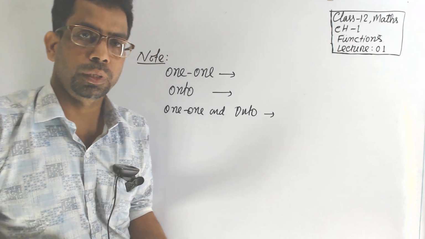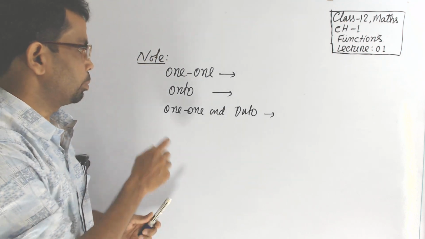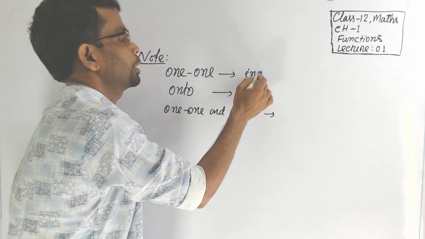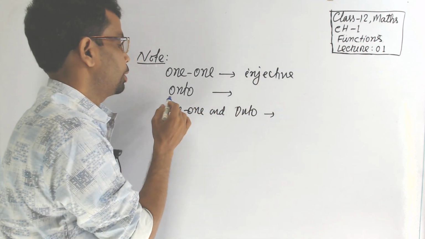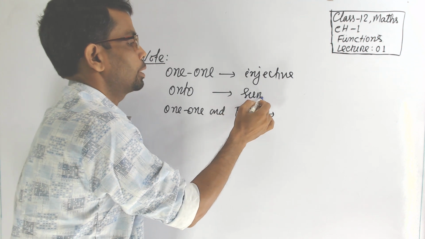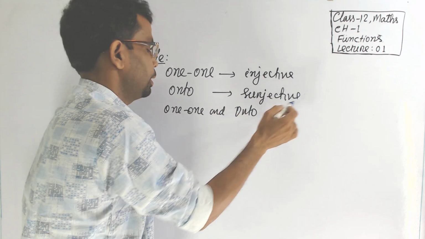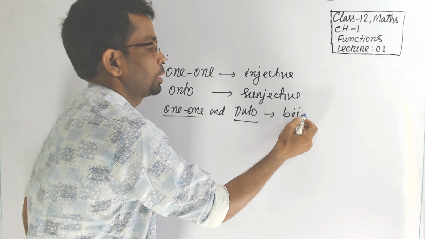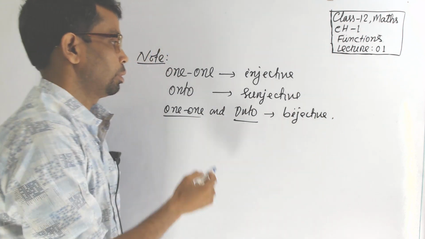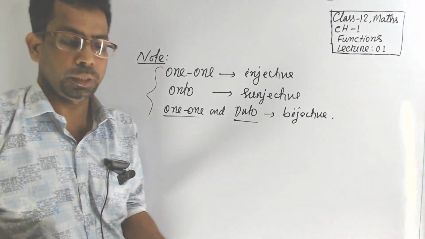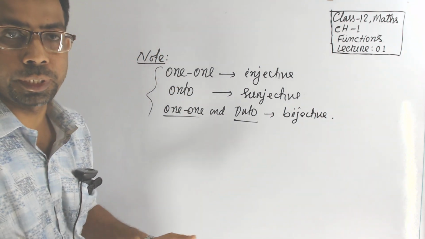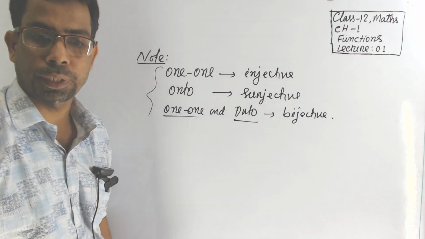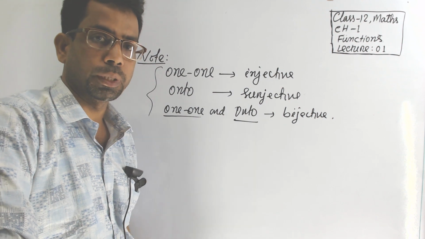Okay, before starting solving questions, we have to keep in mind that a function which is 1-1 is also called an injective function. A function onto is also called a surjective function, and a function which is both 1-1 and onto is called a bijective function. So these points we have to keep in mind, because in the questions it can be asked in different ways. Show that 1-1, it can be asked show that injective, or check for injective in that way. So we have to keep this in mind.